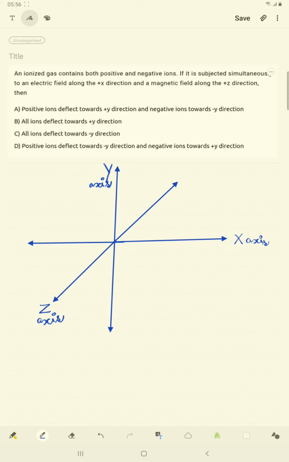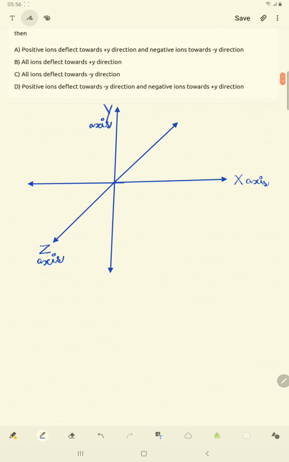So the problem says that an ionized gas contains both positive and negatively charged ions. If it is subjected simultaneously to an electric field along positive x direction and a magnetic field along positive z direction, then positive ions deflect towards the y direction and negative towards negative y direction. So it's majorly asking about the deflection of both the charged particles, positive and negative.